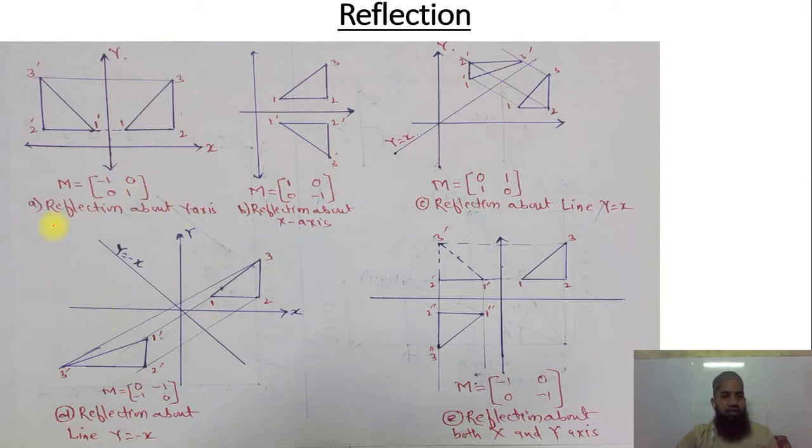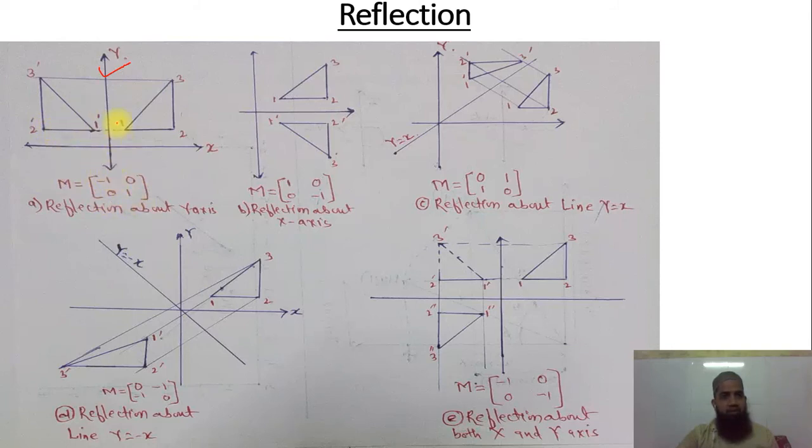In the first reflection, we reflect about the y-axis. I have a triangle 1, 2, and 3, and I have to reflect it. The meaning of reflection is a mirror image. So I am going to do a mirror with respect to the y-axis. The mirror of this gives you this triangle, and it carries the matrix minus 1, 0, and 0, 1.